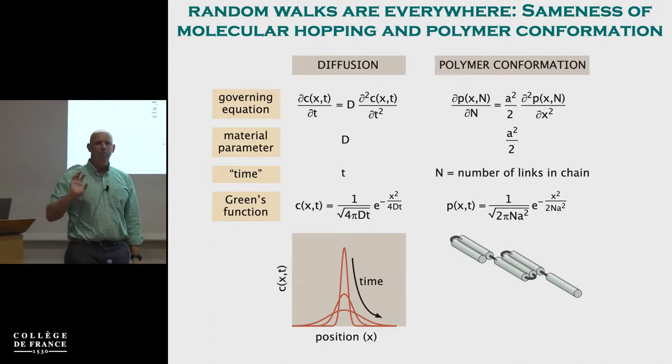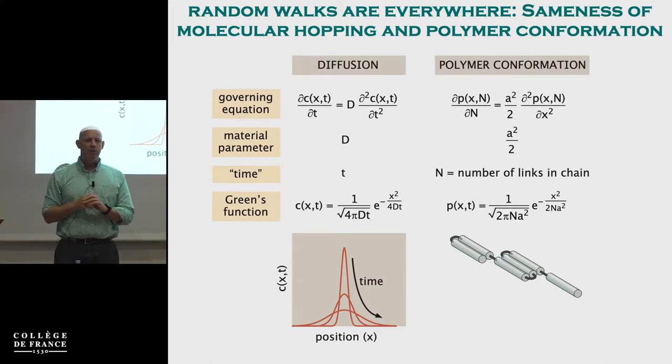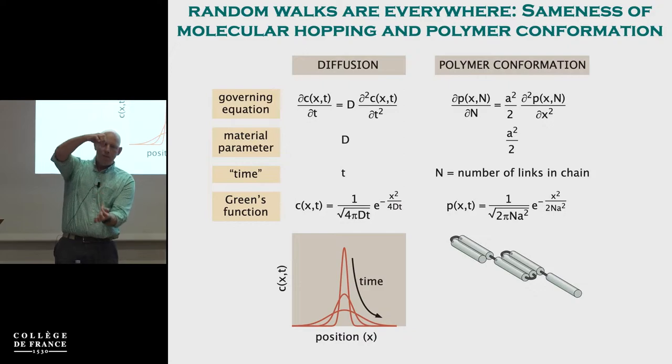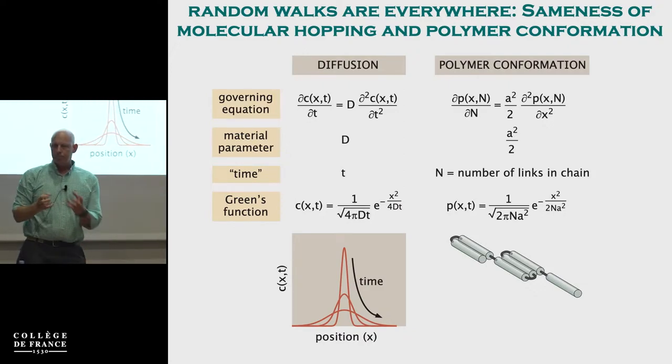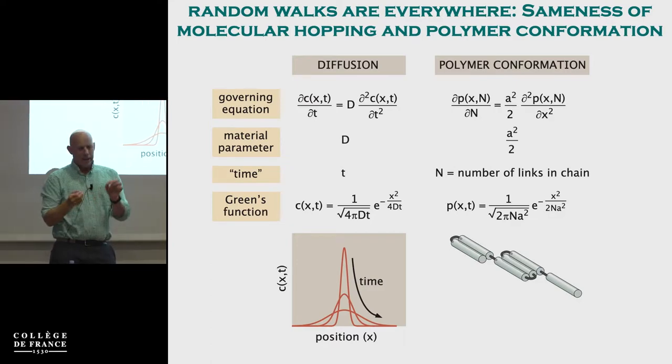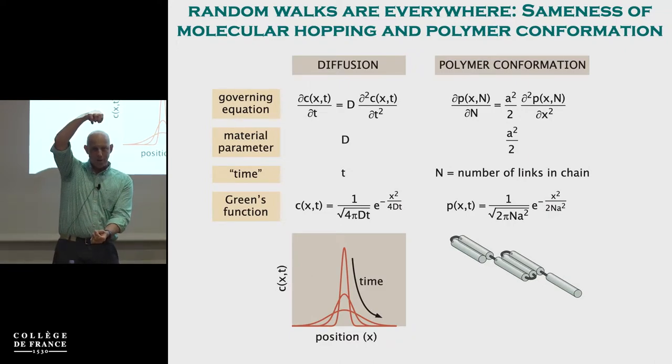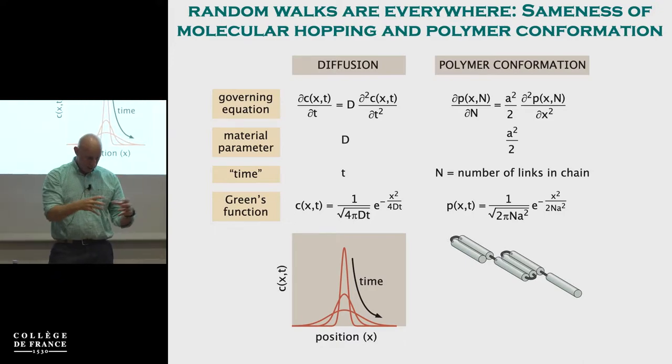Now let's imagine a completely, apparently different problem. Let me take a string of paper clips and I drop it on this table. It'll form a blob. And I can measure the distance between the two ends of the paper clip chain. And I can do that over and over again. And now if I do it a second time with a longer paper clip chain and I drop it, then it will form a larger blob.